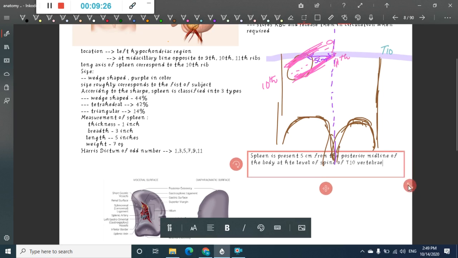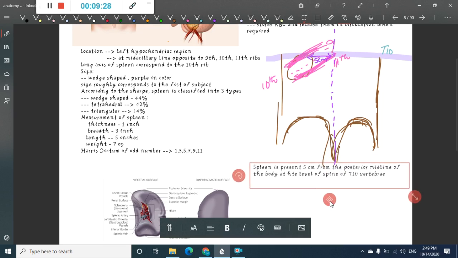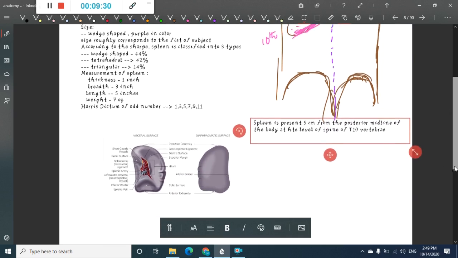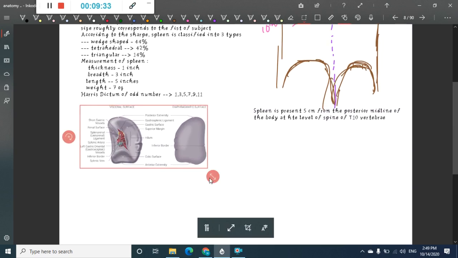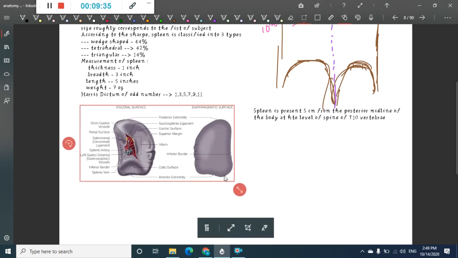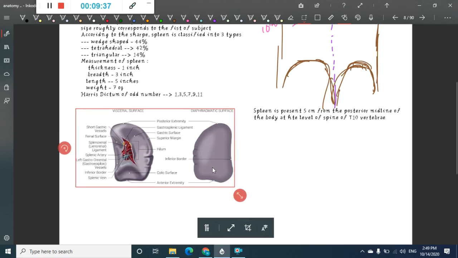Next, once we have learnt the main features of the spleen, let us see the external surface of the spleen. If you see the spleen, it has two ends, right? This is the anterior end, and we have the posterior end. It has two surfaces: this is the diaphragmatic surface, this is the visceral surface. It has two borders: this is the superior border, this is the inferior border.